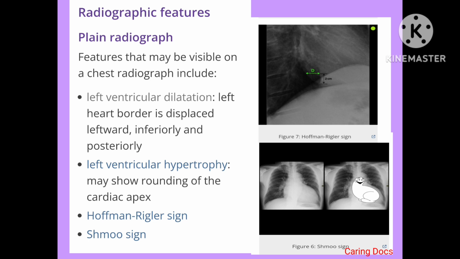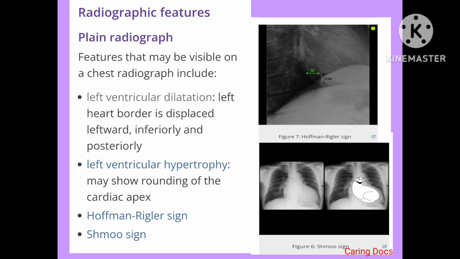The Hoffman-Rigler sign is seen on the lateral chest X-ray. It is basically the distance between the left ventricular border and the posterior border of the inferior vena cava. If this distance is more than 1.8 centimeters at a level that is 2 centimeters above the intersection of the diaphragm and the inferior vena cava, then it is suggestive of left ventricular hypertrophy. So it is calculated from the distance between the inferior vena cava and the left ventricle.